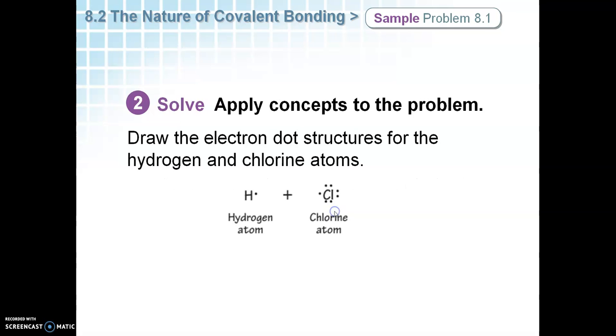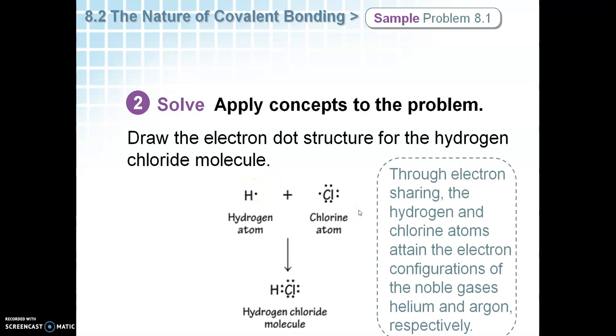HCl is another easy one. There's 7 for chlorine. S2P5 is 7, plus 1 more for hydrogen, that's 8 again. So they're keeping these really simple, aren't they?